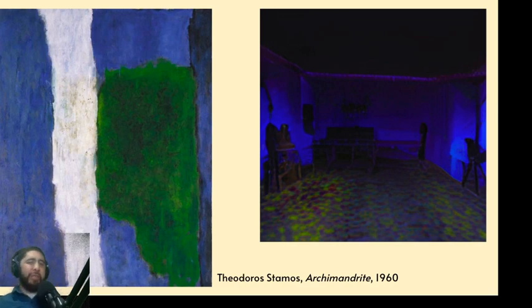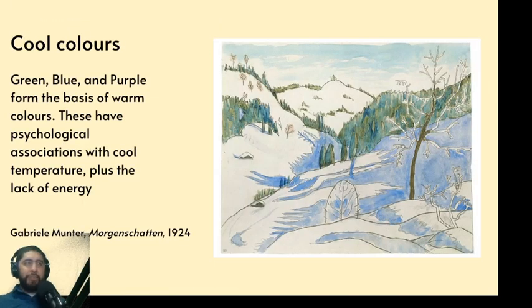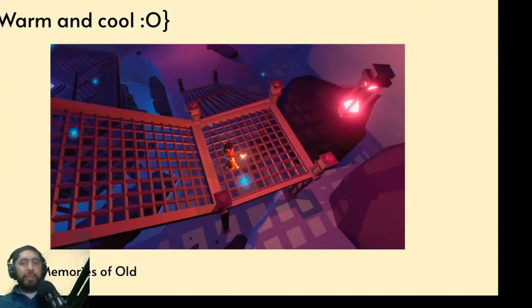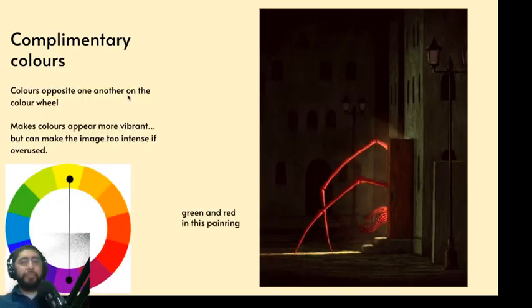So think about coolness: lack of energy, lack of temperature, etc. Here's combining this. In this game called ARE Memories of Old, you're guided by a light that's warm, and below you is blue, which is cool. So it has this sort of psychological effect of you're safe here, it might be dangerous down there.